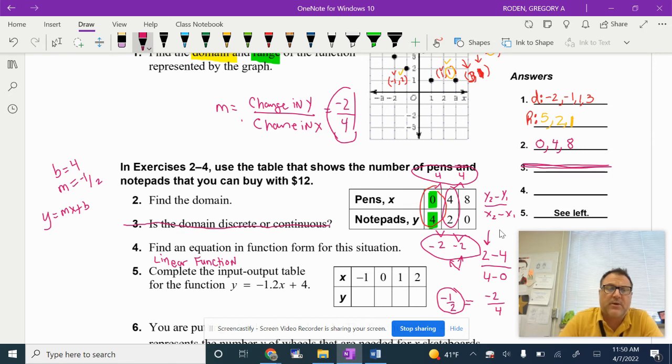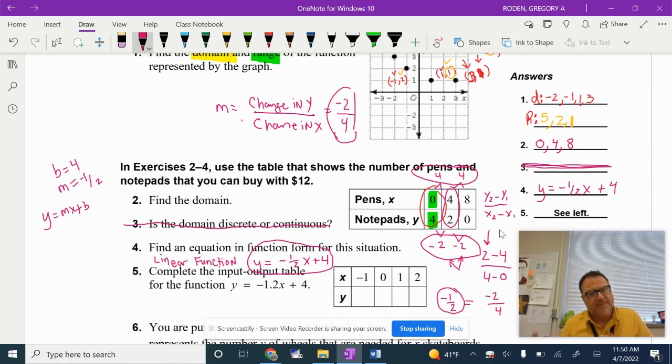So now I can write my equation. My linear function is y equals negative 1/2. That's messy, sorry. Let me try that over. y equals negative 1/2 x plus 4. And that would be my equation right there for number 4. Okay? All right. And then let me go put this on the line over here. y equals negative 1/2 x plus 4. That's my linear function right there.